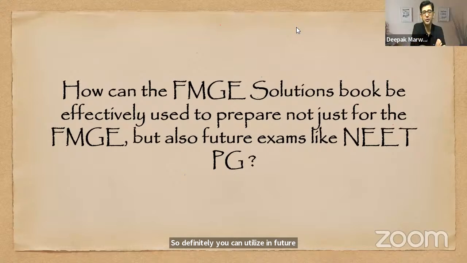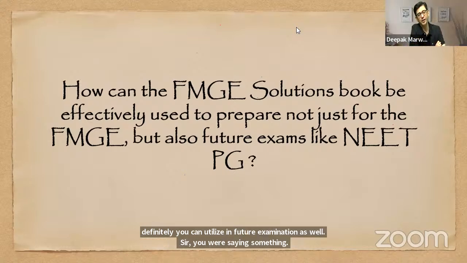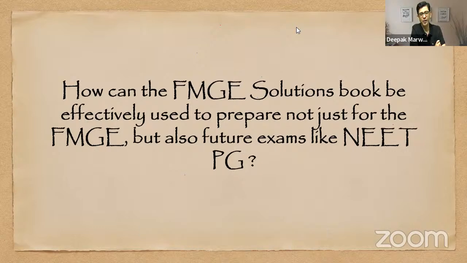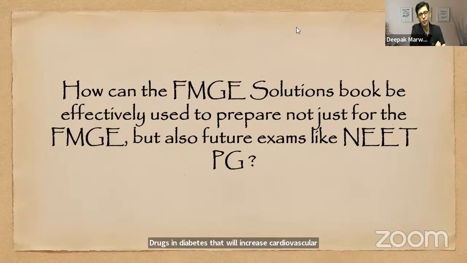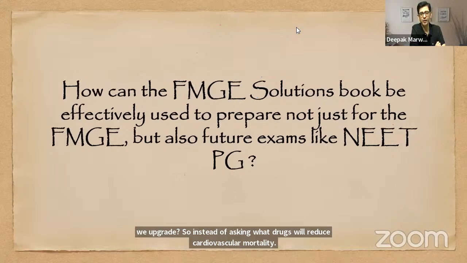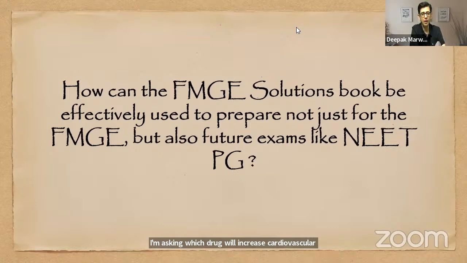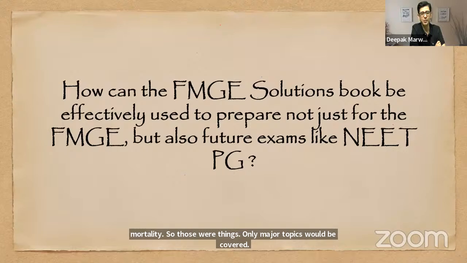I'll put up a question to these guys again. Which drug in diabetes will increase cardiovascular mortality? Drugs in diabetes that will increase cardiovascular mortality. They're asking about, like, how do we upgrade? So instead of asking what drugs will reduce cardiovascular mortality, I'm asking which drug will increase cardiovascular mortality. So those who are saying only major topics would be covered, only major topics are the core aspects. Diabetes is a core aspect.